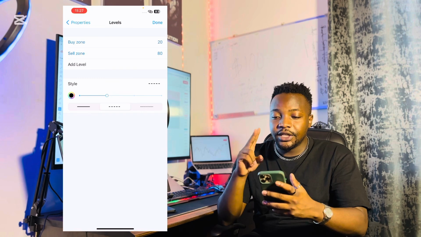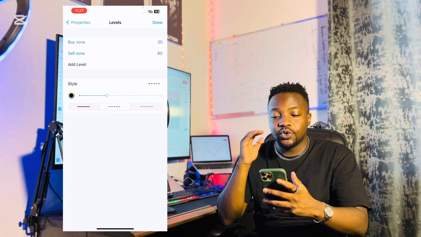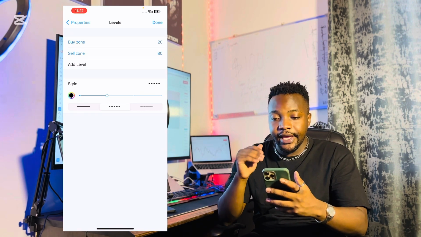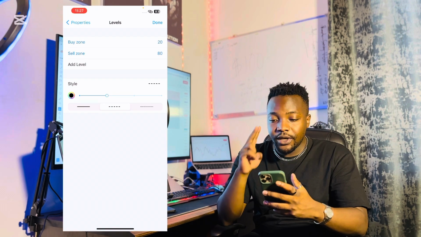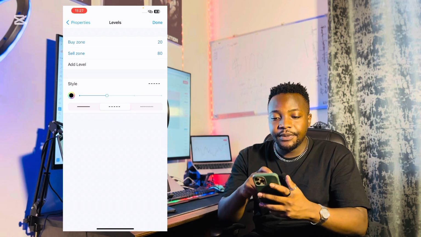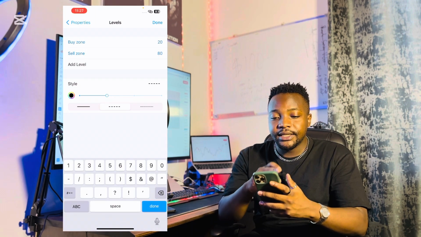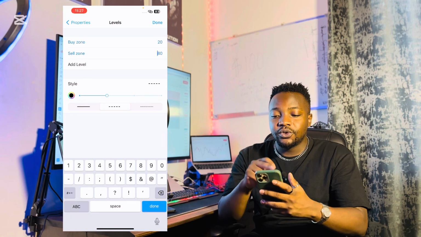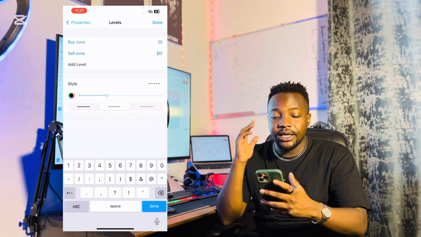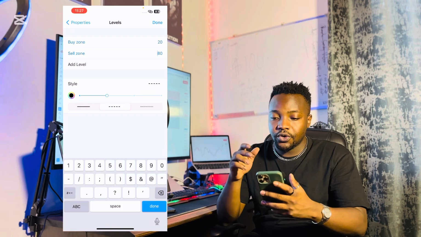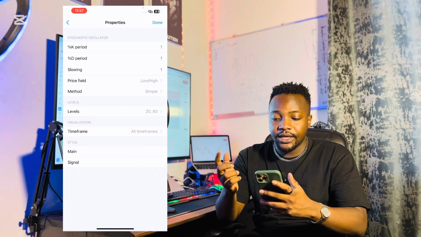So let's take a look at the levels that we have. We've got these two important levels, level 20 and level 80. That's all you need. And our level 20, we have labeled it as a buy zone, and our level 80, we labeled it as a sell zone. And then once you're done, you simply click on done.